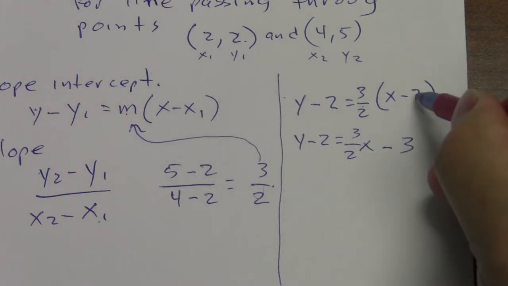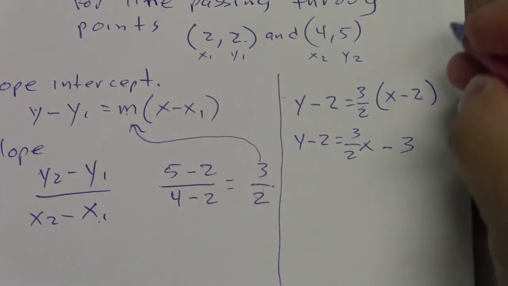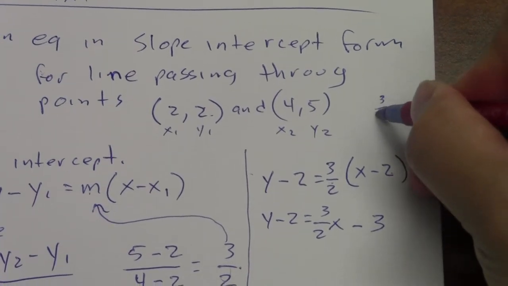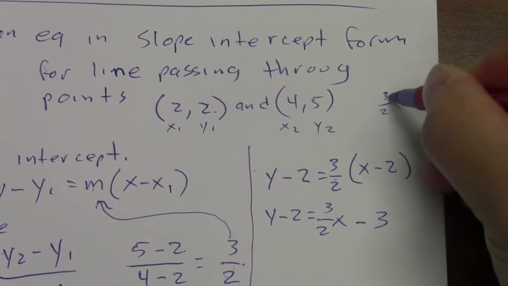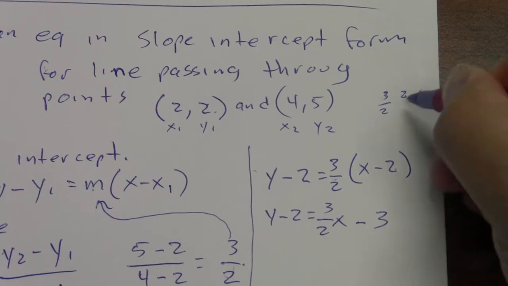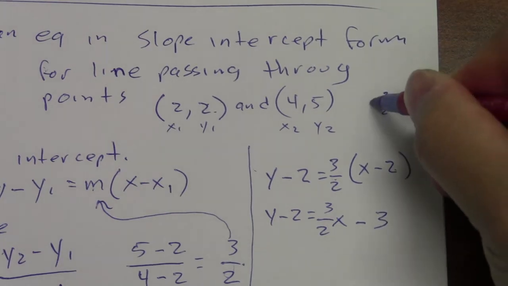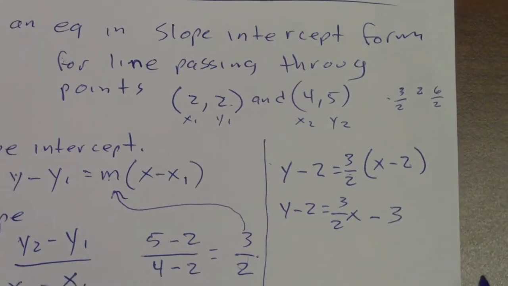And basically what I did was, 3 over 2 times 2. 3 times 2 is 6. That's 2. 2 into 6 is 3. Remember, it's a negative, so that's how I got the negative 3. All right.